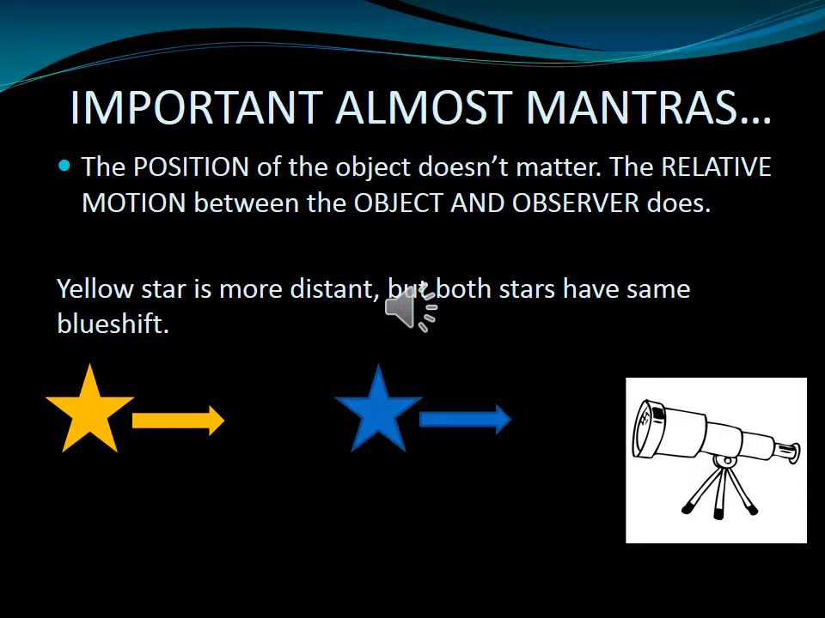Another thing that is super important to keep in mind is that it doesn't matter where these objects are. It does not matter how far away something is. The only thing that matters is the relative motion between the object and observer. That is the only thing that matters. The two stars pictured here have exactly the same blue shift. It doesn't matter that the yellow star is farther away. If it's moving at you at the same speed, it's going to have exactly the same blue shift.